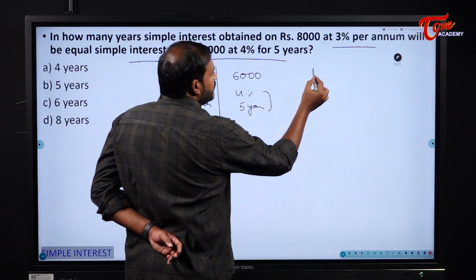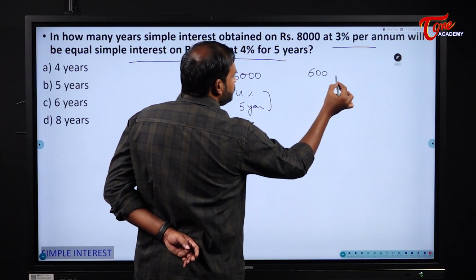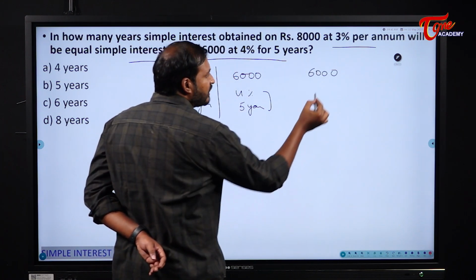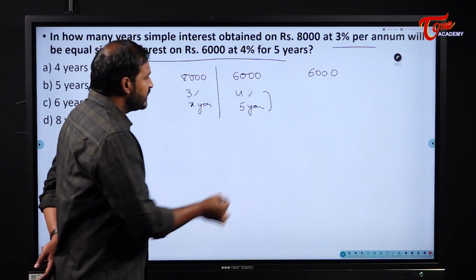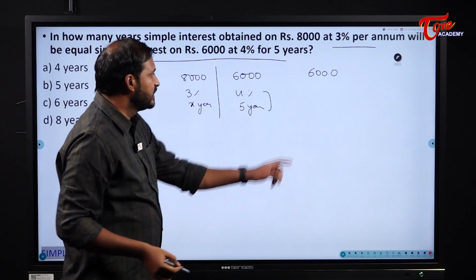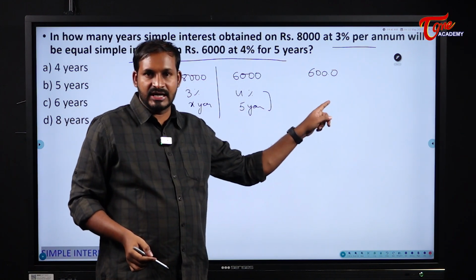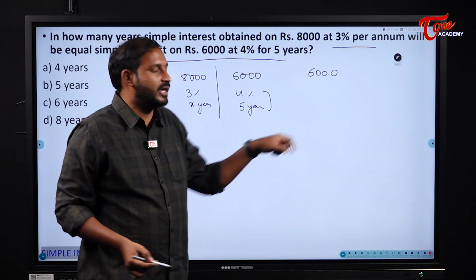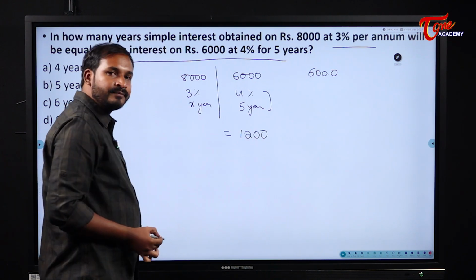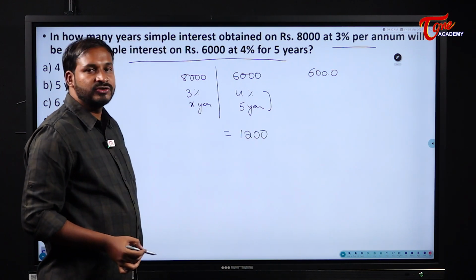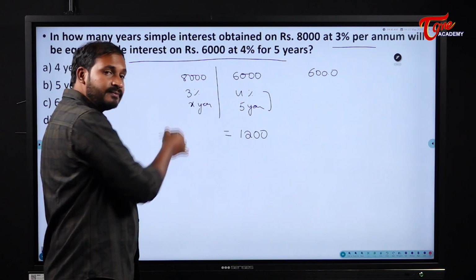In this 6,000, if I want to find 10%, what will I do? I will simply put a decimal point before the units digit. Correct? So here how much do I need to find? 20%. 10% is 600, so 20% will become 1200. That means the interest earned here will be 1200.